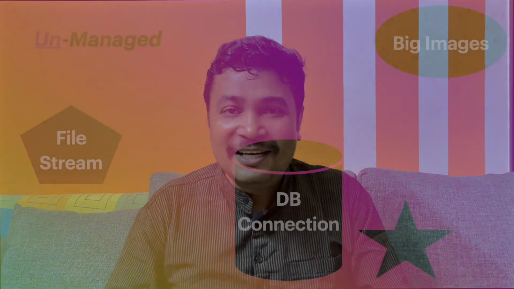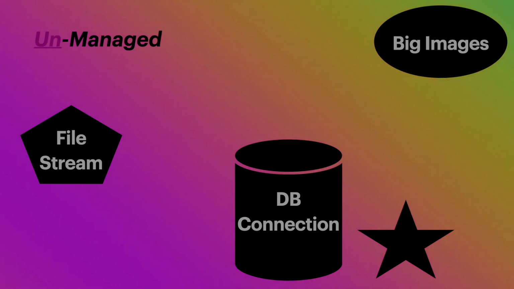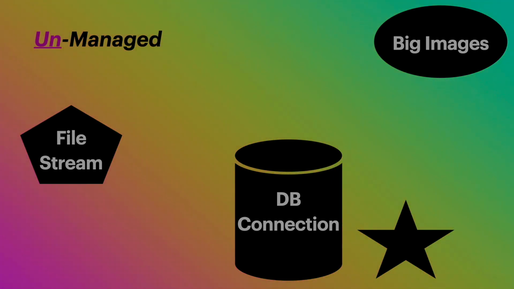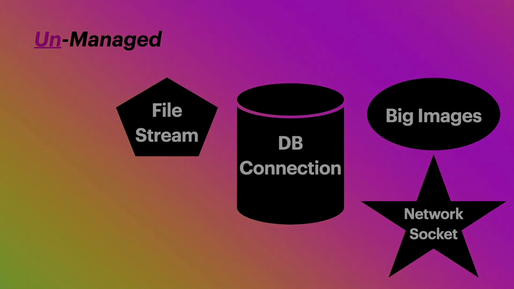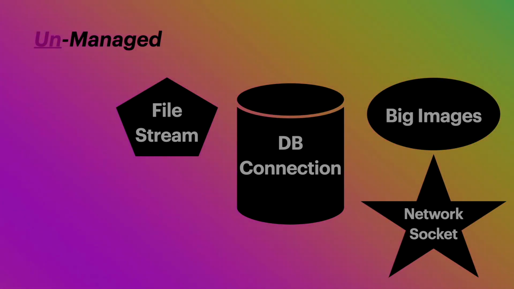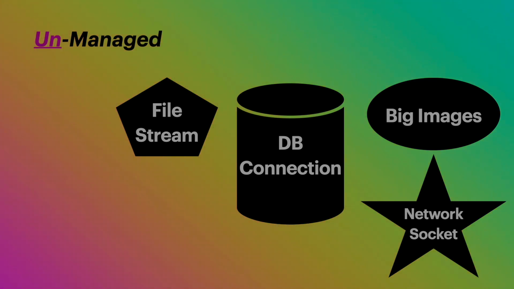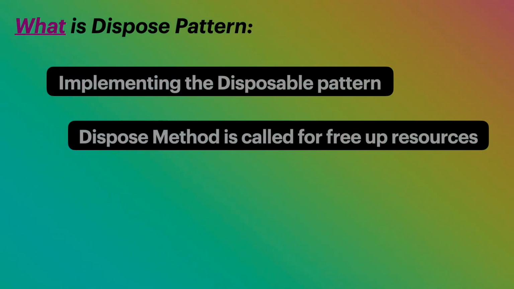So let's begin. As we have seen, managed resources are deallocated automatically. It's very easy, and the file sizes are very small. But unmanaged resources include file streams, DB connections, big images, and network sockets, which have a very big size. Remember, they get piled up if you don't deallocate them on time, and the time will come when you get a memory leak or your system will crash. So first, we'll see what a disposable pattern is.